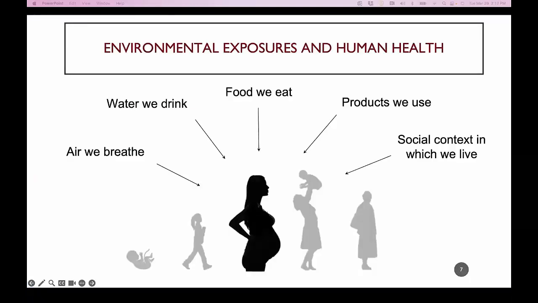And so environmental health in a nutshell is basically how the environment impacts human health rather than the other way around. And the environment can mean a lot of different things because we are exposed to many different chemical and non-chemical stressors throughout our daily lives. And that's true from the air we breathe, the water we drink, the food we eat, the products we use, and the social context in which we live.